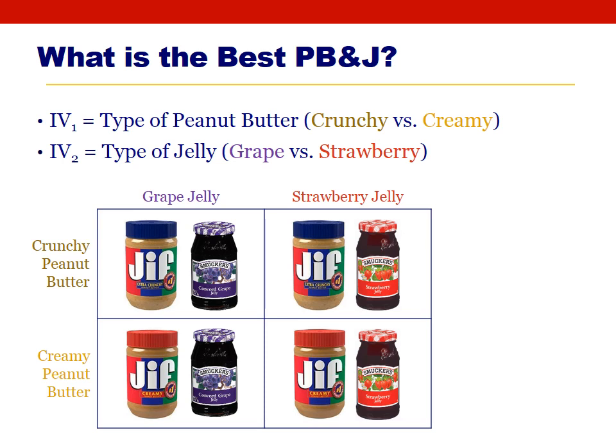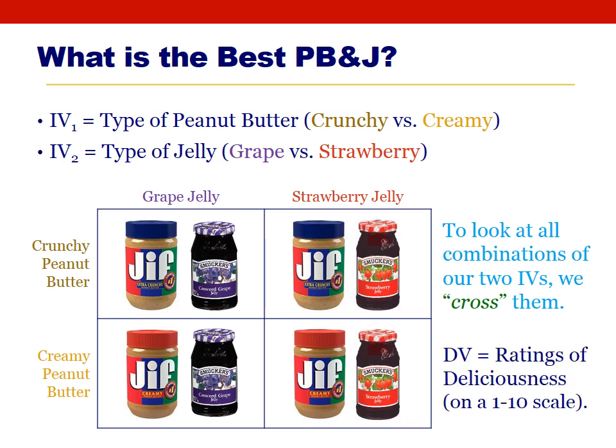So let's say we did this study. We make 400 sandwiches, we find 400 people, and each of those people gets to eat one of these sandwiches. And then they rate on a scale from 1 to 10 how much they enjoyed the sandwich, with higher ratings indicating that they liked it more.